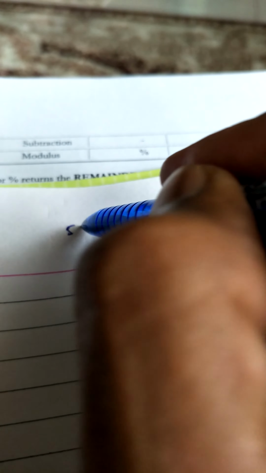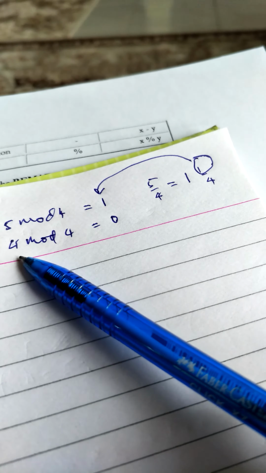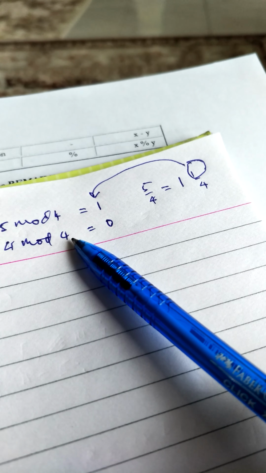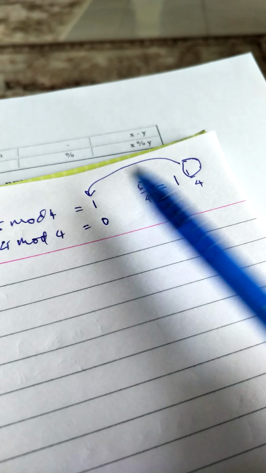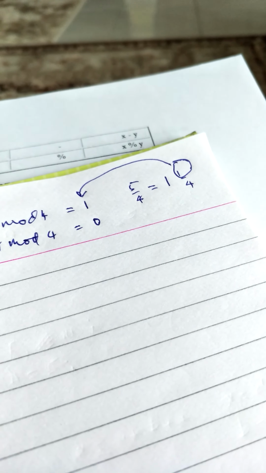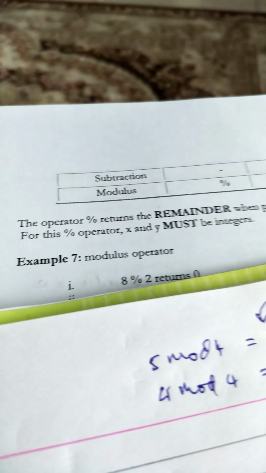Where does the 1 come from? If you divide 5 by 4, this is equal to 1 over 4. So this 1 is here, the balance of 5 divided by 4. In this case, 4 divided by 4 is 1 and has no balance, so we have 0. So this is the definition of modulus.